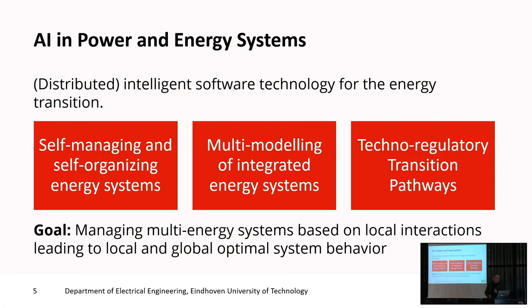Then AI in power and energy systems. This is about self-managing and self-organization in energy grids. It's about modeling, multi-modeling, of integrated energy systems, and we on purpose say energy systems and not always power systems or electricity systems, because although we are electrical engineering department based, we are also looking at the connection between power and gas, for instance, with electrolysis or with CHP, or between power and heat. So other carriers, we also look at the multi-energy systems that are emerging.